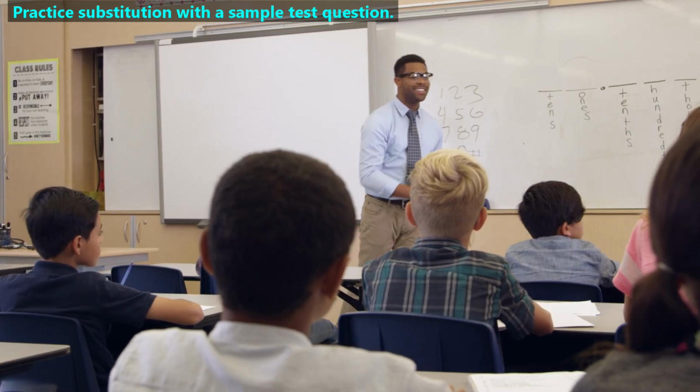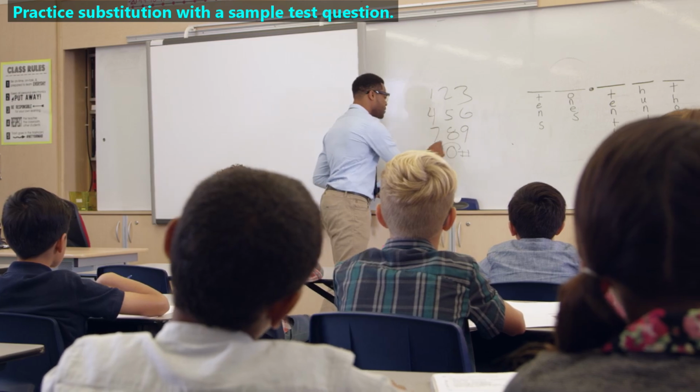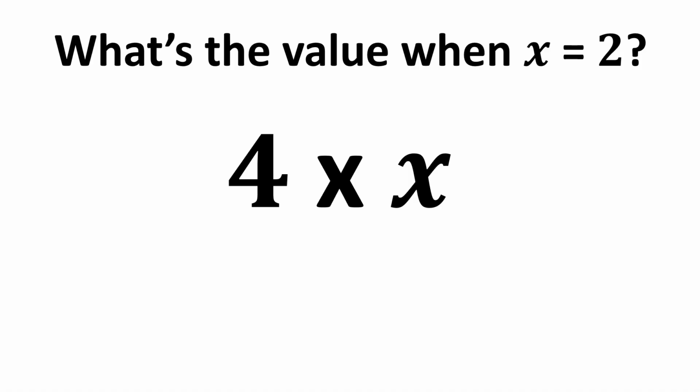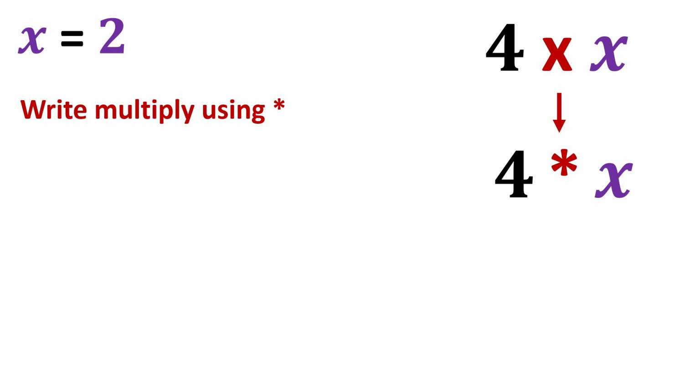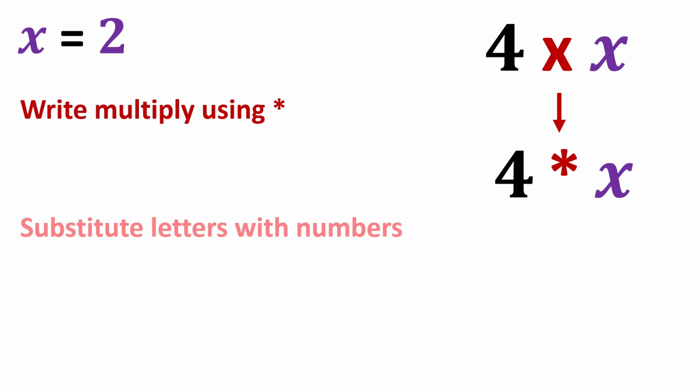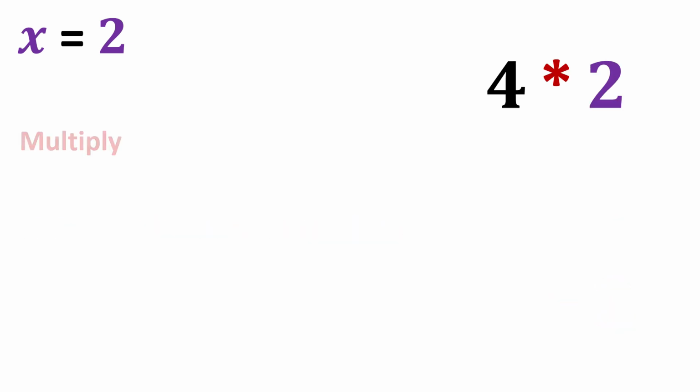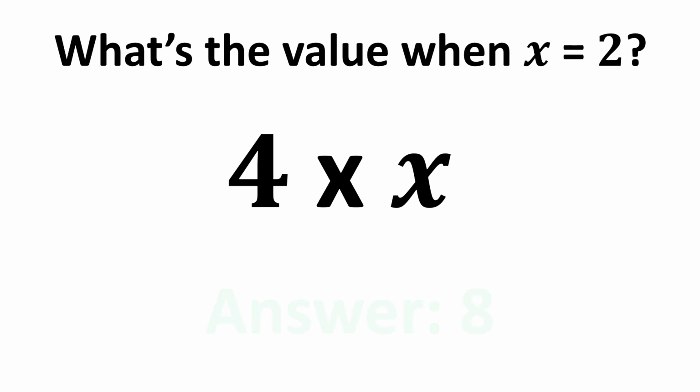Our last topic is to practice substitution with a sample test question. What is the value of the following expression when x equals 2? First, we'll rewrite the expression by substituting the x multiplication sign with an asterisk. This helps prevent confusion about what's a multiplication operation versus what's a letter. Next, we rewrite the expression by substituting the letter x with the number 2. Finally, we solve the expression by doing the calculation. We multiply 4 times 2, which equals 8. The value of this expression is 8.